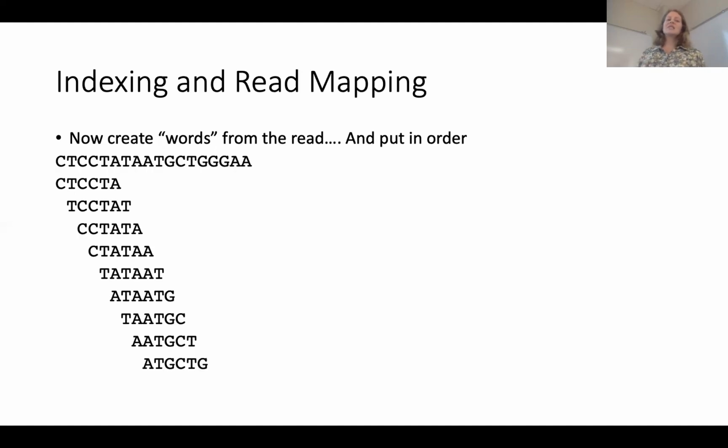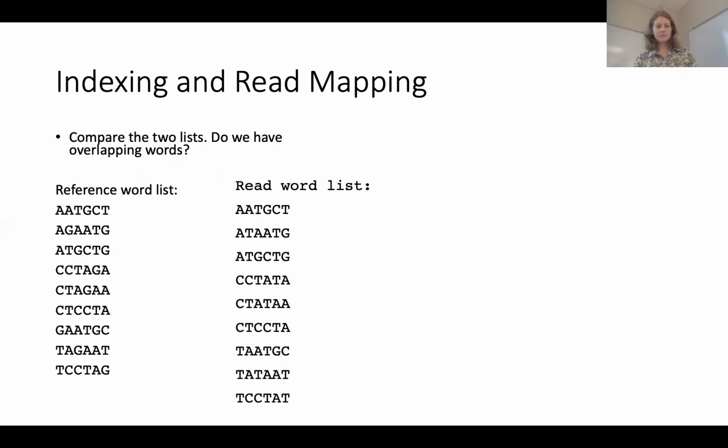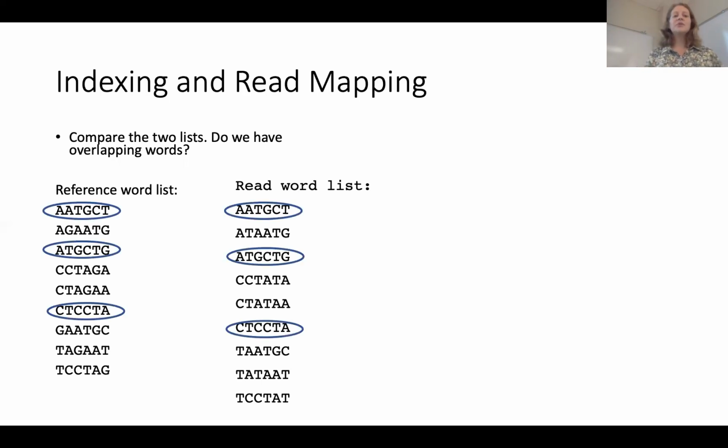And now we're going to do essentially the same thing for the read. We're going to take our read and create all of the words, and then put all of those words in order. So if we have our reference word list and our read word list, we now have 2 things that are much easier to compare. When we started, we just had a whole bunch of nucleotides in the reference and a whole bunch of nucleotides in the read. How are we going to figure out where the read goes in the reference? Well, now we have something that's a more tractable problem. We have a reference word list and a read word list, and we can just start going down and comparing them. If you start comparing them, you will quickly realize that you do have words in common between the reference and the read.